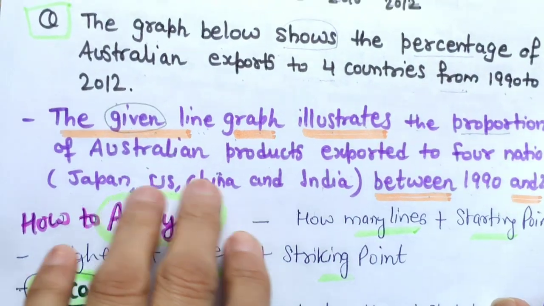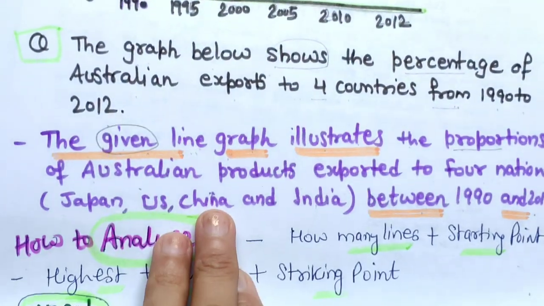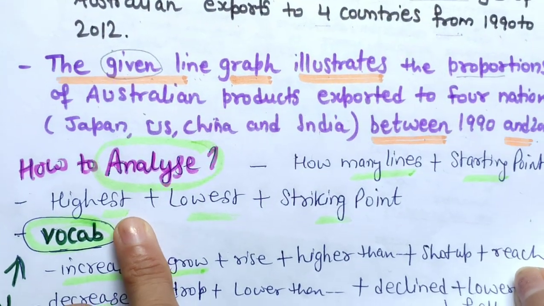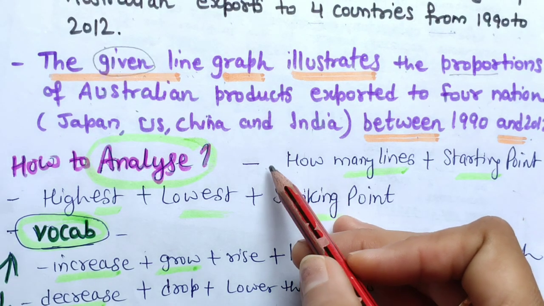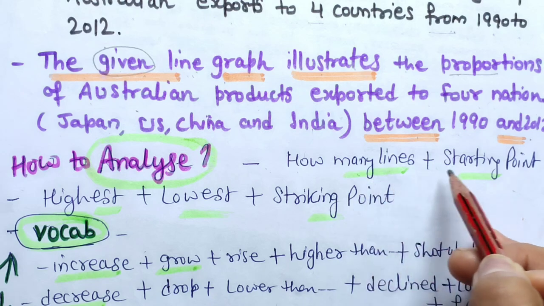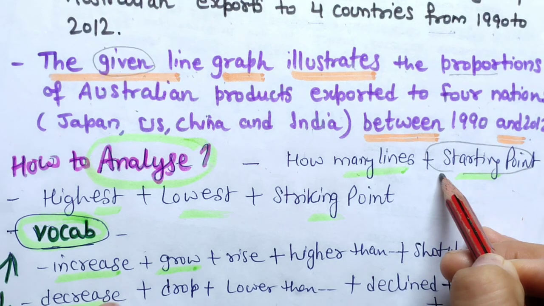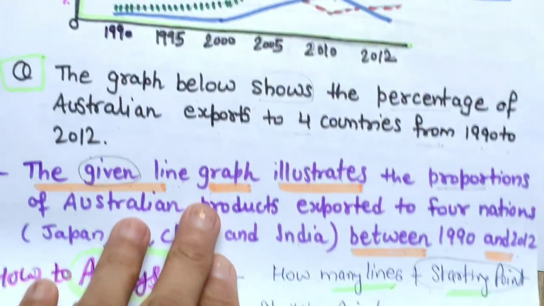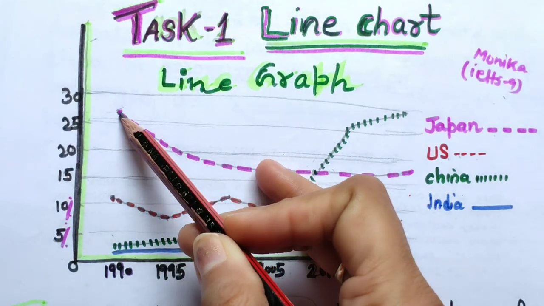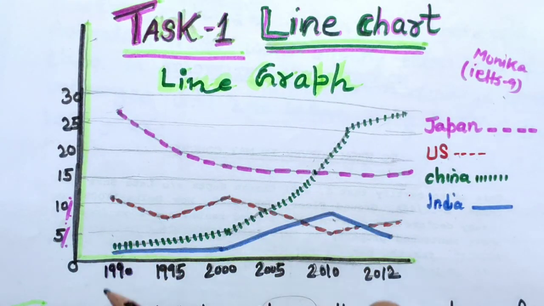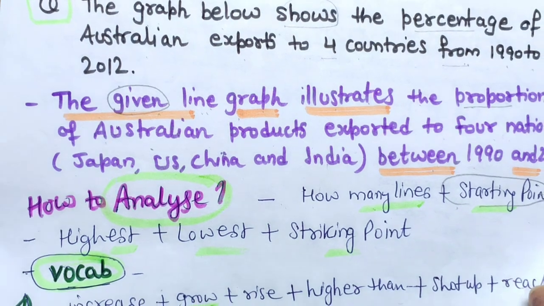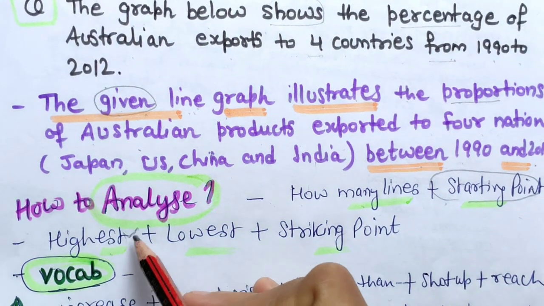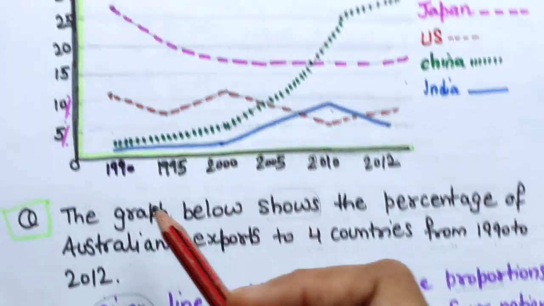As I have already discussed how to analyze, let's read it again. How to plan writing task one. How many lines are there? This is a line graph, so we will see how many lines are there and what the starting point of each line is. The starting point of this line is the highest among all, and these two lines are minimal, starting from scratch. Next, which is the highest? We have come to know Japan, and the lowest are India and China.